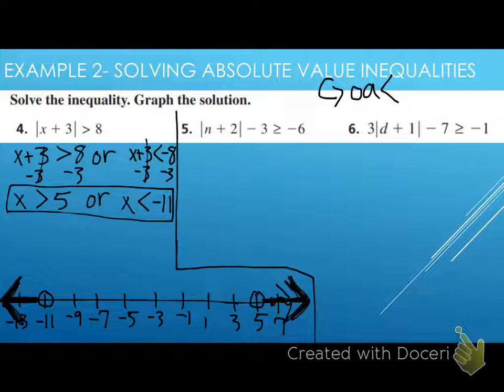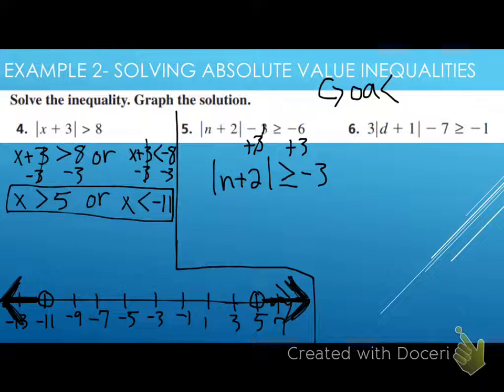What's the inverse of subtraction? Addition. So how do I get rid of that minus 3? Add 3 to both sides. So I get the absolute value of n plus 2 on one side. Negative 6 plus 3 is? Negative 3. Symbol flip or stay? Stay. You only flip your inequality symbol if you multiply or divide both sides by a negative number.